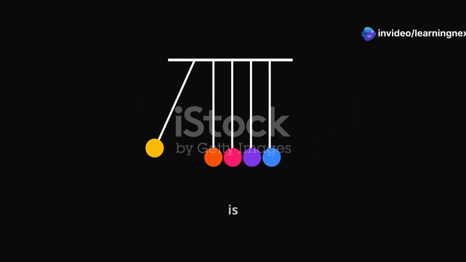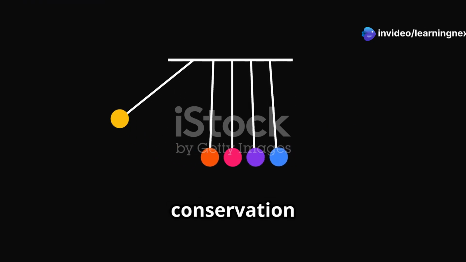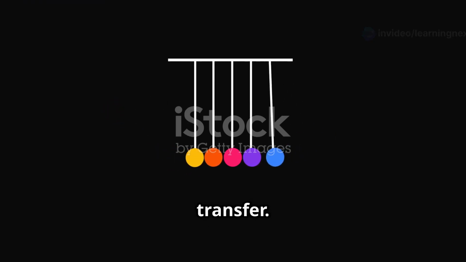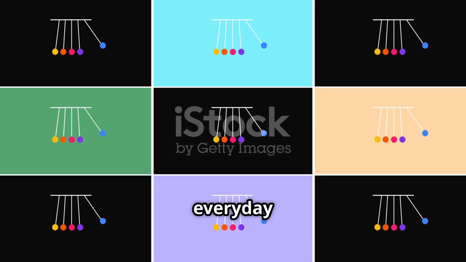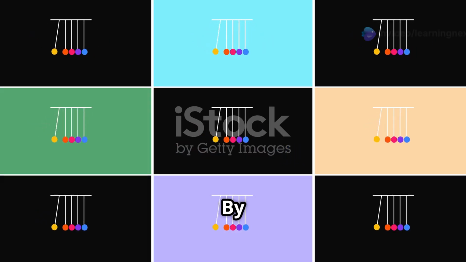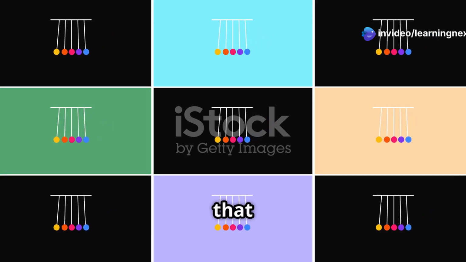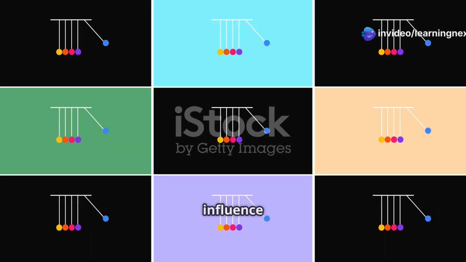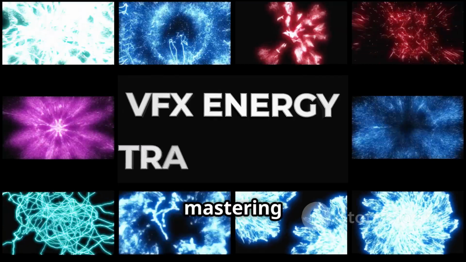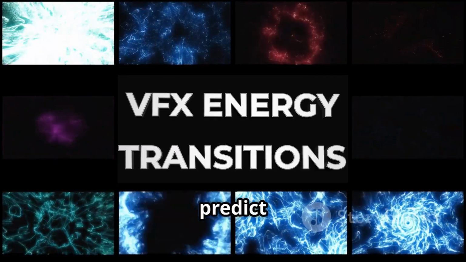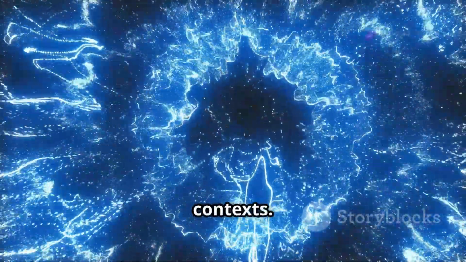Gravitational potential energy is essential in understanding energy conservation and transfer. It plays a crucial role in various physical phenomena and everyday applications. By delving deeper into GPE, we can uncover the principles that govern the behavior of objects under the influence of gravity. By mastering GPE, you can predict how energy changes from one form to another in different contexts.